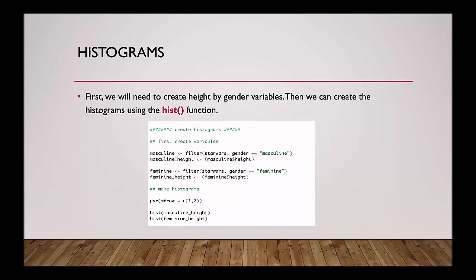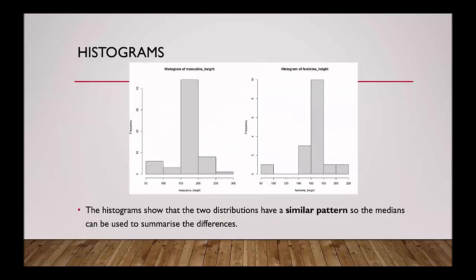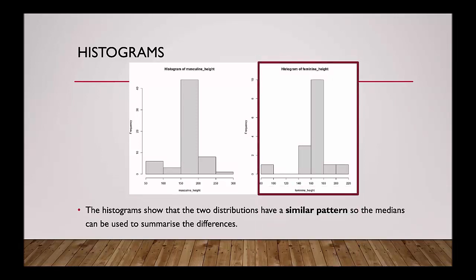But first we need to create height by gender variables like this. And then we can make our histograms using the hist function, like this. And here are our histograms. As you can see, the two distributions have a similar pattern, so the medians can be used to summarise the differences. We can also use the histograms to check the distribution of the data, and as you can see, the data is slightly skewed, particularly in the female group. So this is why a Mann Whitney U test would be more appropriate than a t-test.